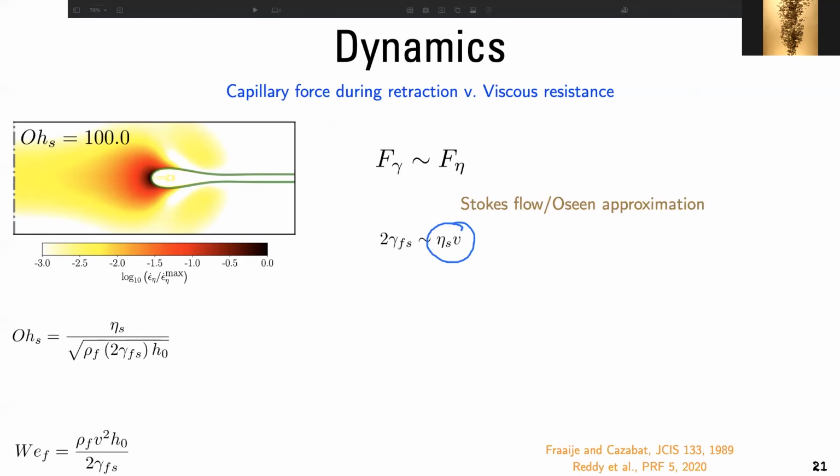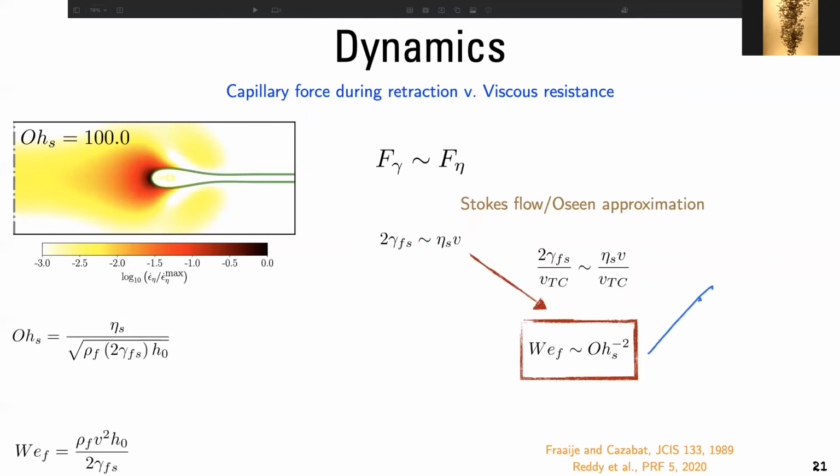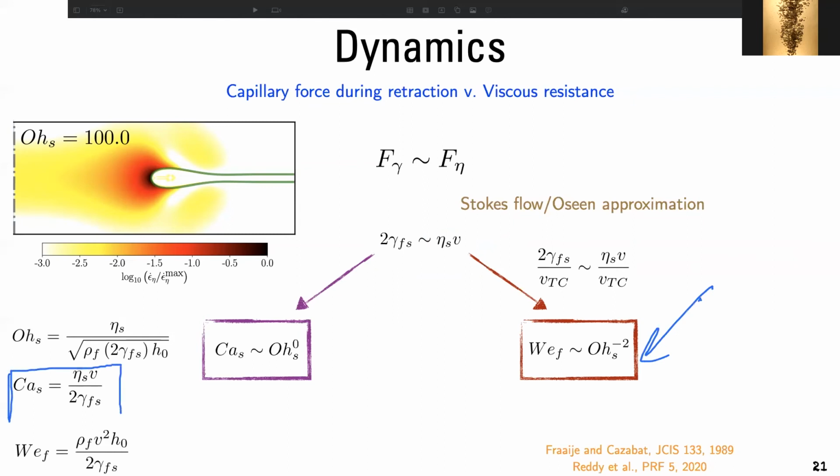And if we now look at this balance over here, we can do one of two things. We can either divide both sides by the Taylor-Culick velocity, and then we recover the scaling law that we saw in the previous slide. Or we can rearrange these terms to define another dimensionless number, which is the capillary number based on the surrounding viscosity, and this basically gives you that this capillary number should be constant.